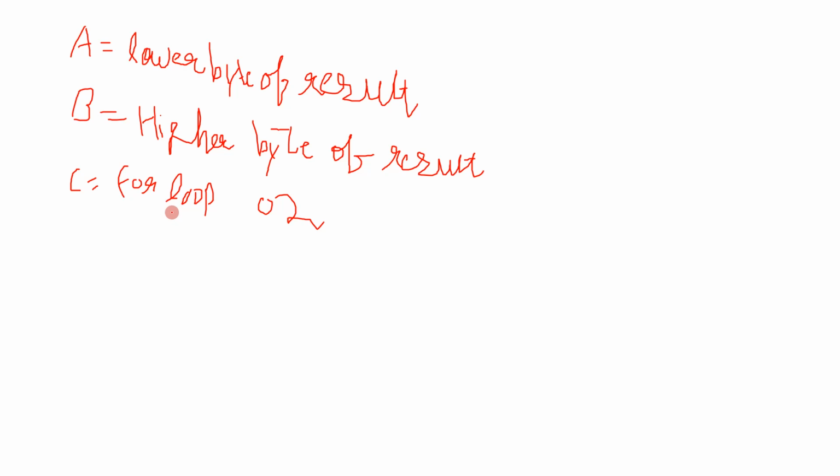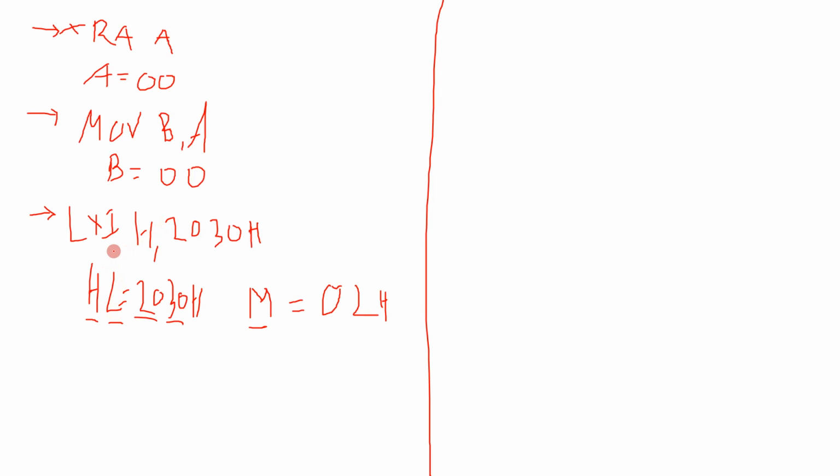We'll run the loop because I want to add 85 two times, so the loop should be run twice. So that's why I have used LXI 2030, so that in M I could store 02 and later on I can copy this M into C register. So next instruction is MOV C, M. That means contents of M will be copied into C. So C will become 02.